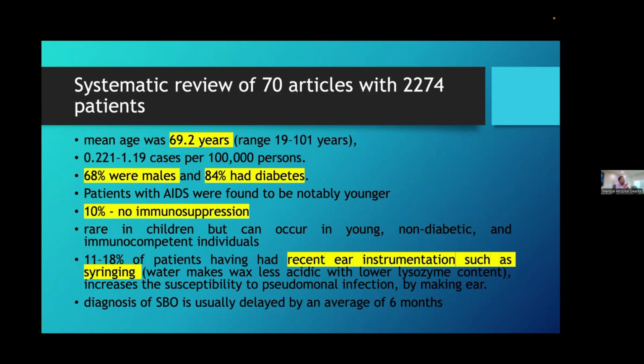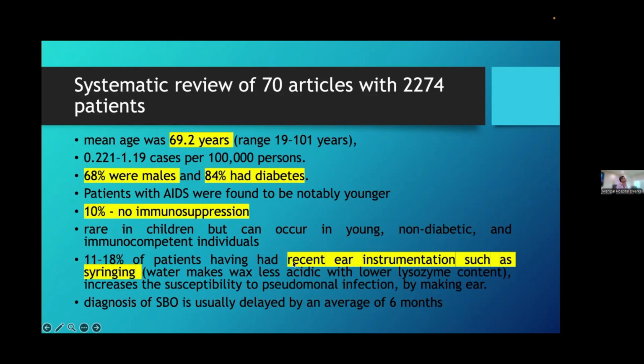And 10% of patients did not have any immunocompromised state, right? That is also very important. Many times you will not find any immunocompromised condition, and these patients are usually elderly. What has been described is that it is probably because of the decrease in cellular and humoral immunity with age. As you age, there is a decrease in immunity, and that predisposes the patients to skull base osteomyelitis, right?